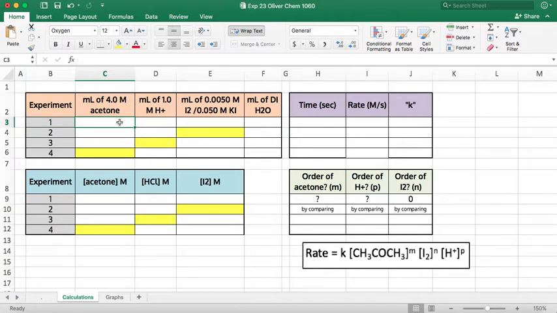So what we did is experiment 1 is kind of the baseline. We put 10 milliliters of acetone in, 10 milliliters of HCl, 10 milliliters of iodine, and 20 mL of distilled water. Now it's a lot of distilled water, but it's distilled water, so it's not doing anything. So this is just baseline, 10, 10, 10.